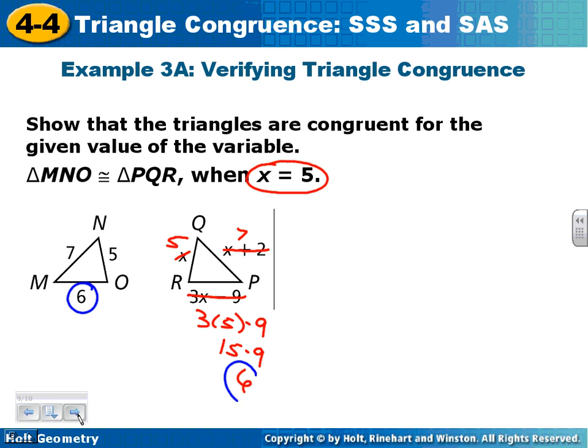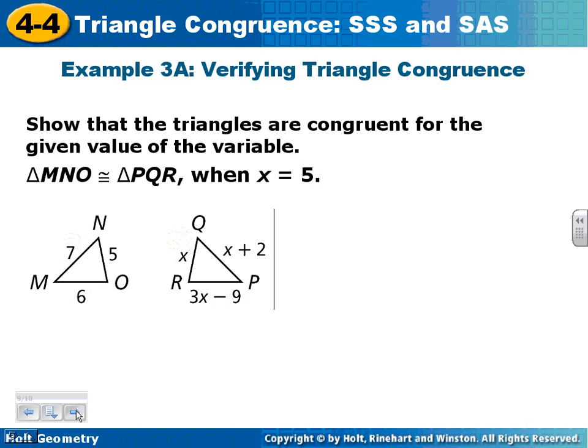Now if you look, 6 and 6. 7 there, 7 there. A 5 there, and a 5 there. 5 to 5, 7 to 7, 6 to 6. Are those triangles congruent? Yes. Why are they congruent? Side, side, side. All my sides are congruent. I don't have to know anything about the angles for side, side, side.